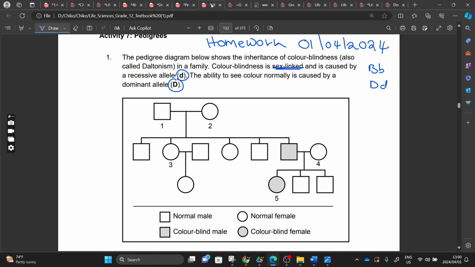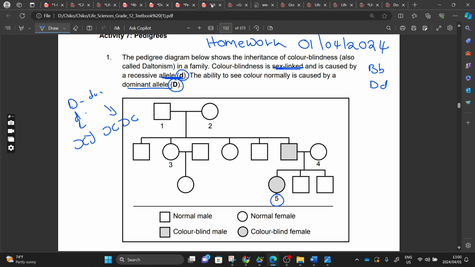And they say the diagram below, a pedigree diagram, shows the inheritance of color blindness, also called daltonism, in a family. Color blindness is sex-linked and is caused by a recessive allele, small letter d. The ability to see colors normally is caused by a dominant D. Right? So D is dominant, but color blindness is caused by a recessive allele, small d. And then you're going to link them. It's sex-linked, so you're going to link them onto our sex chromosomes. And then you interpret this pedigree.